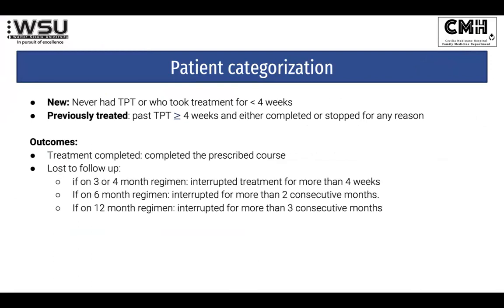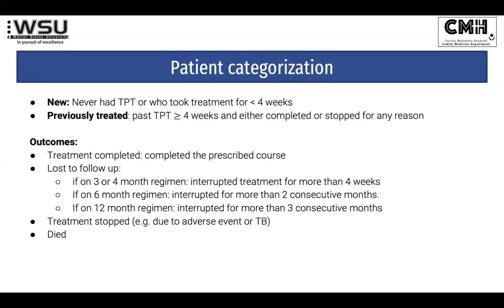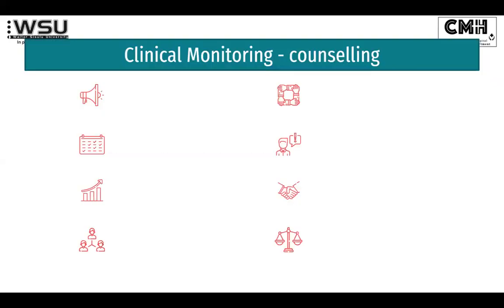And they've got outcomes. So they've got completed, obviously, and then they've got different definitions for loss to follow up depending on how long you were on your treatment. So for the short courses, if you miss more than a month, that's lost to follow up. 6 months course, if you miss 2 months, 12 months course, if you miss more than 3 months. You get treatment stopped and obviously died. And we'll talk about how we manage loss to follow-ups in a minute.